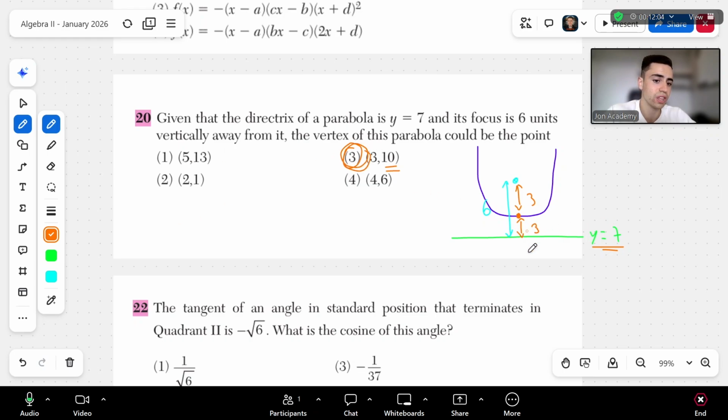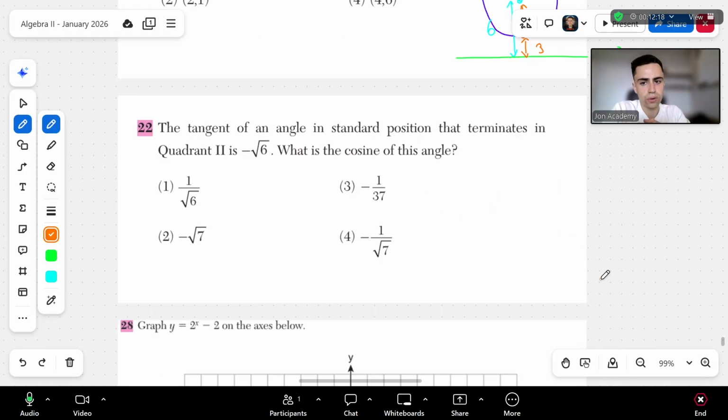Or at least it has to be 3 away. It could be also below, but none of them have a y equal to 4, which would be 3 below. So the only option is number 3 there. Let's check now the next one.